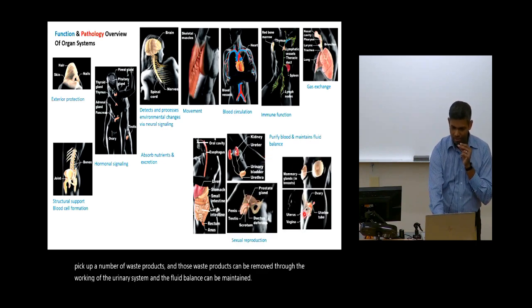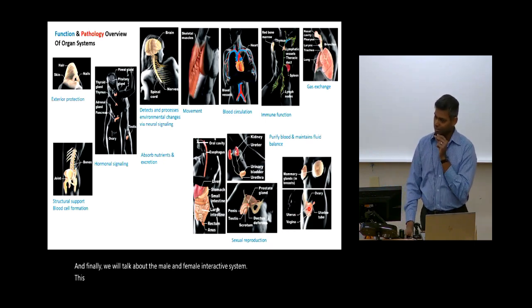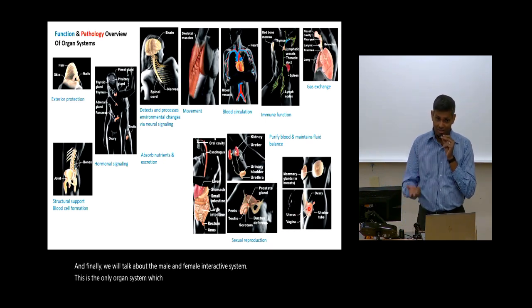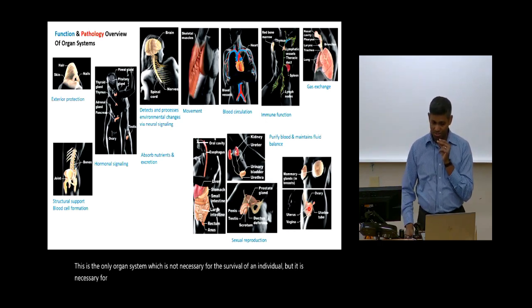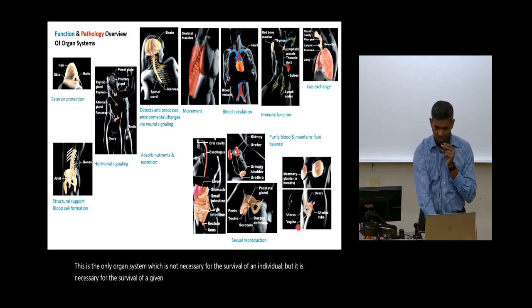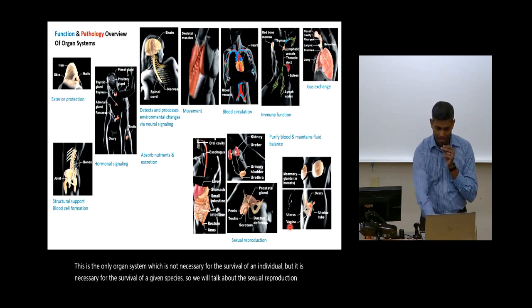And finally, we'll talk about the male and female reproductive system. This is the only organ system which is not necessary for the survival of an individual, but it is necessary for the survival of a given species. Alright, so we'll talk about sexual reproduction in the reproductive system.